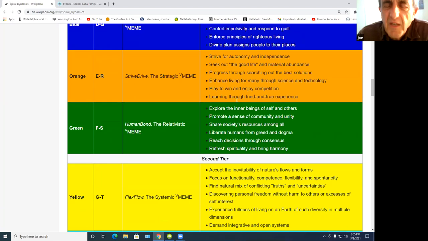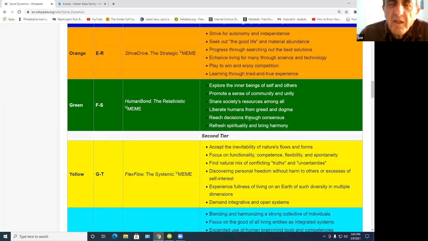And then the next stage, this is individual. Here we are. The next stage is we're back in the communal, green. It's suddenly the whole green movement, a next stage of development. It's to explore the inner beings of self and others, promote a sense of community and unity, communal living, the sharing of society's resources, liberate humans from greed and dogma, reach decisions through consensus, refresh spirituality, and bring harmony.